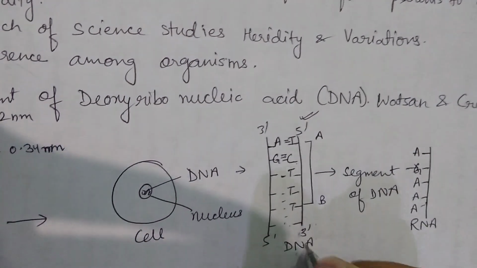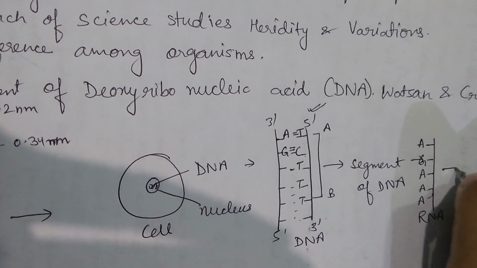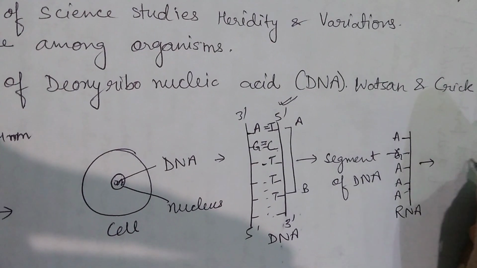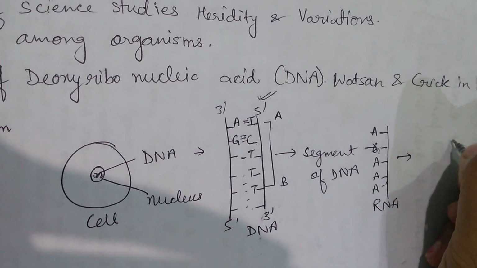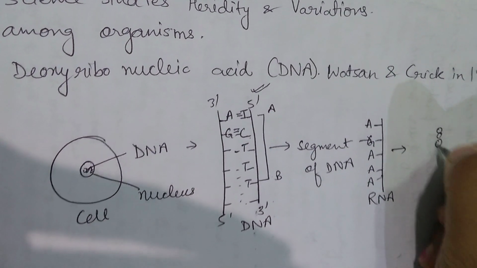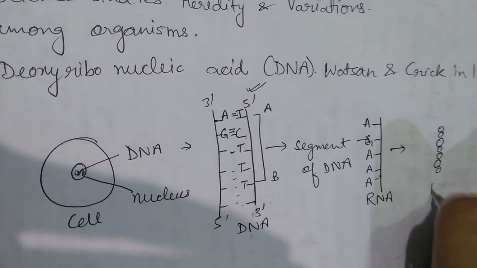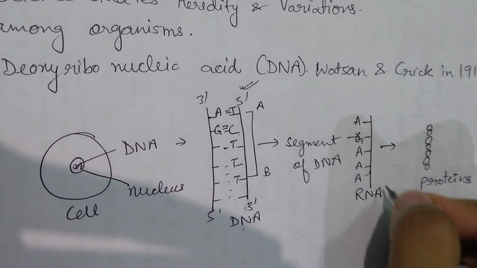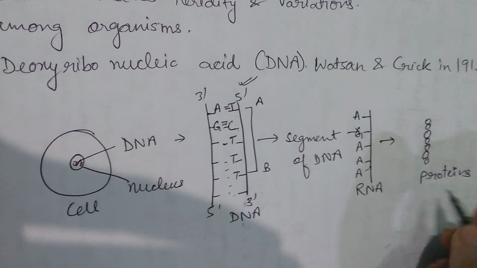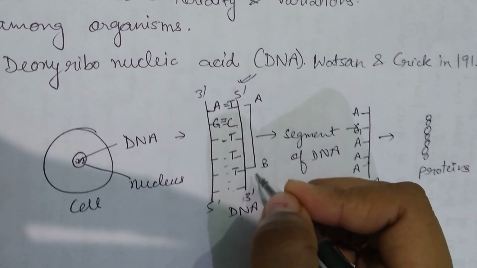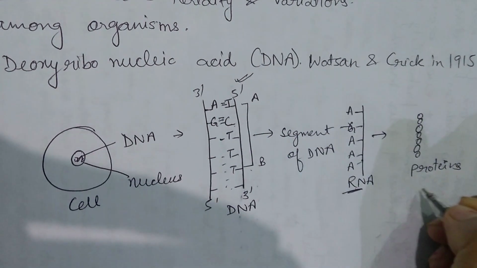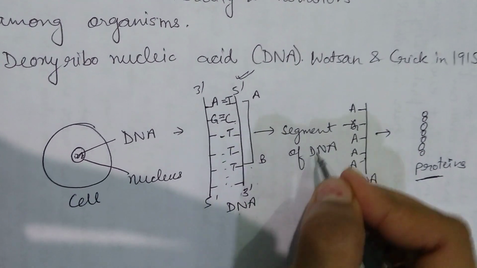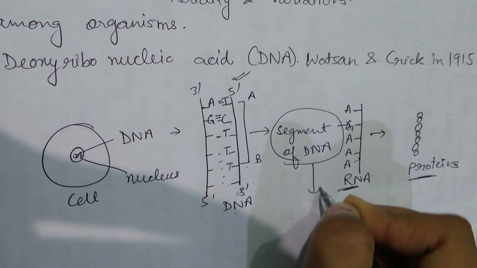This is DNA and this is RNA. And now the RNA is translated into proteins, a chain of proteins. So this segment which is making the RNA and then converting into protein, this segment of DNA is known as a gene.